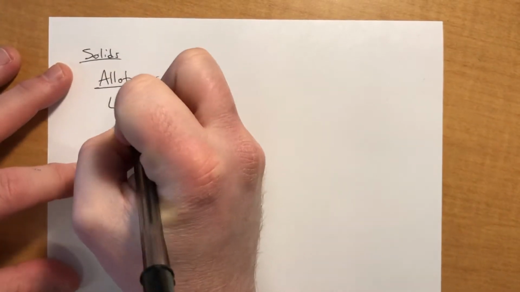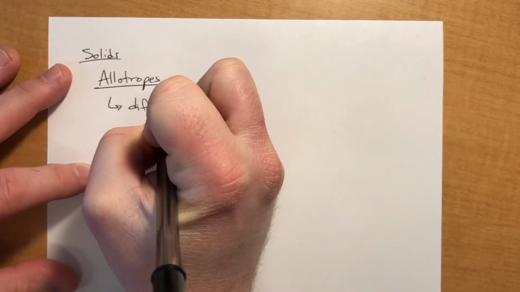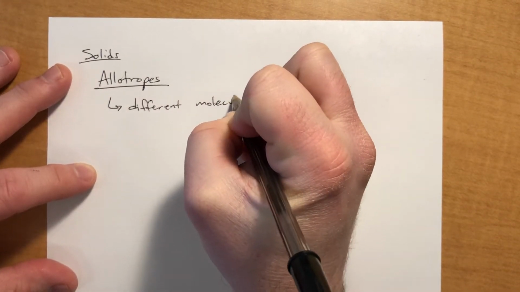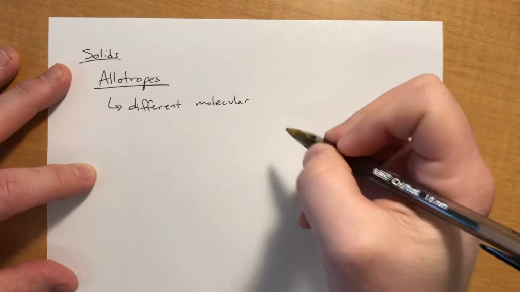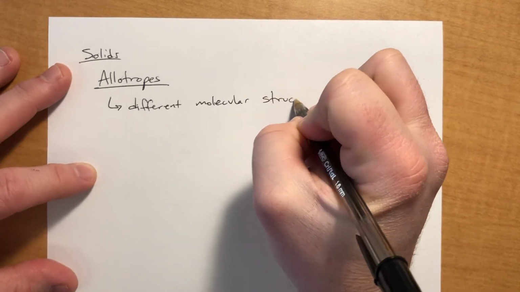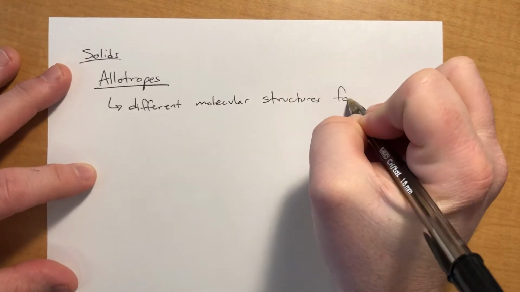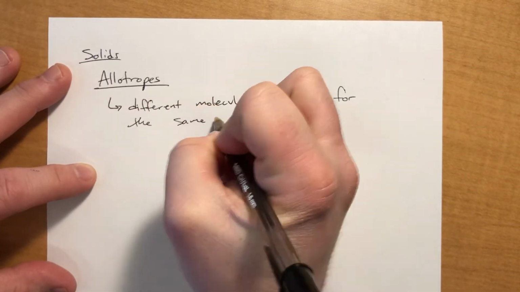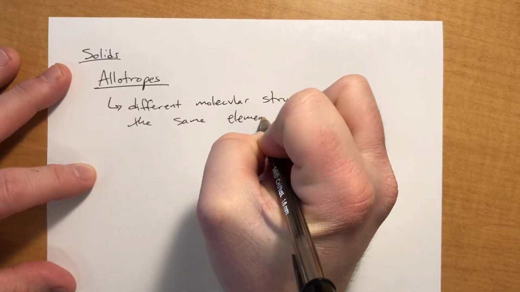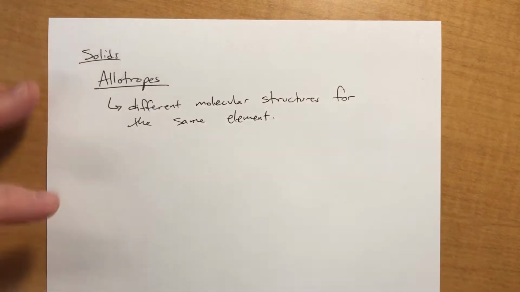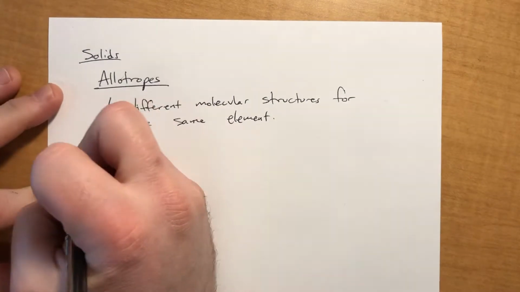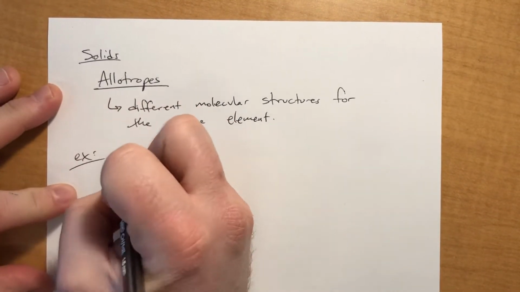Okay, so I guess I'll write all that out. So different molecular structures. So basically how the individual atoms are connected together for the same element. We'll start with a really easy one and then talk about the stereotypical one that everybody talks about. Okay, so for example, oxygen.